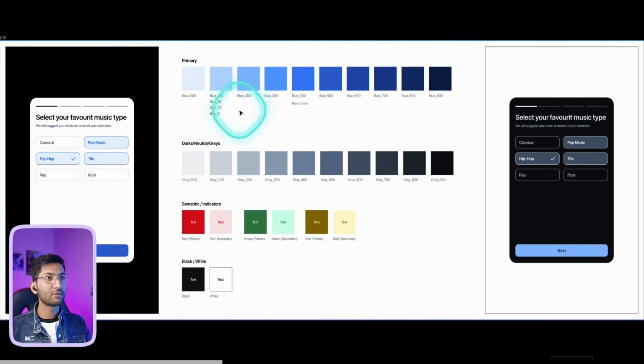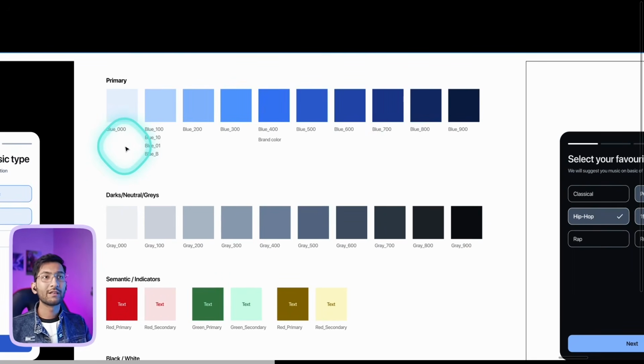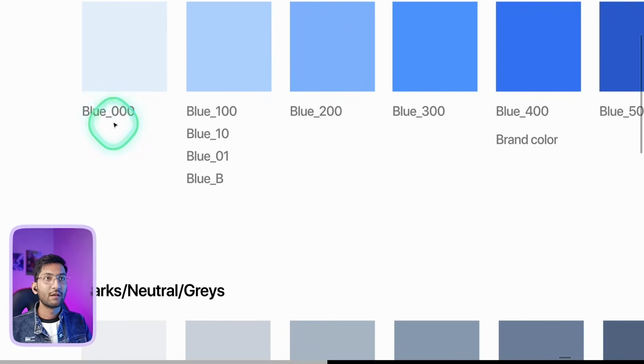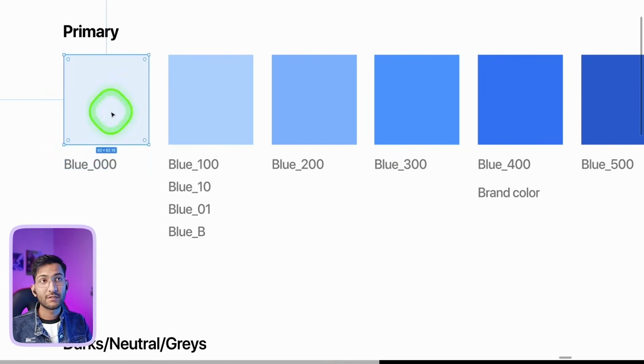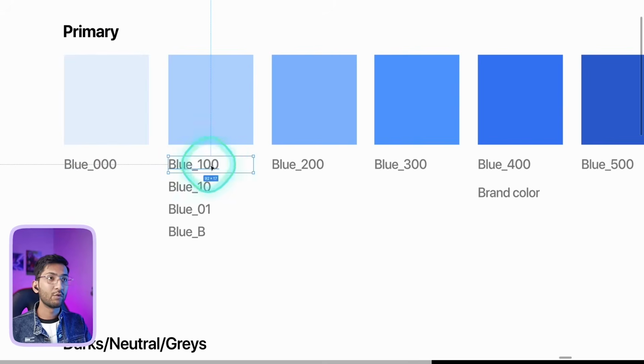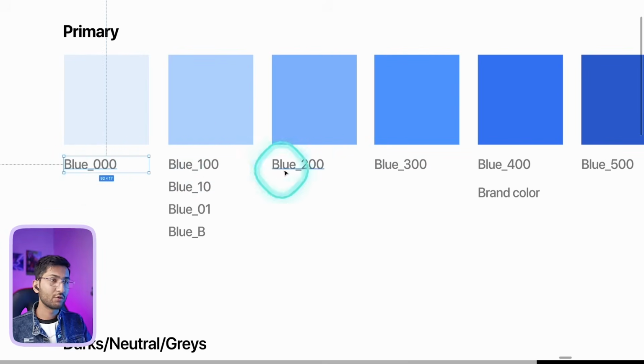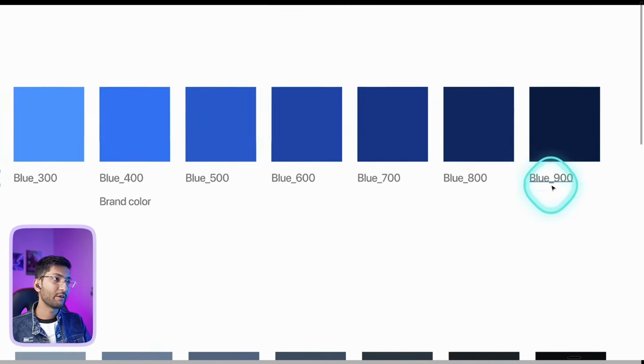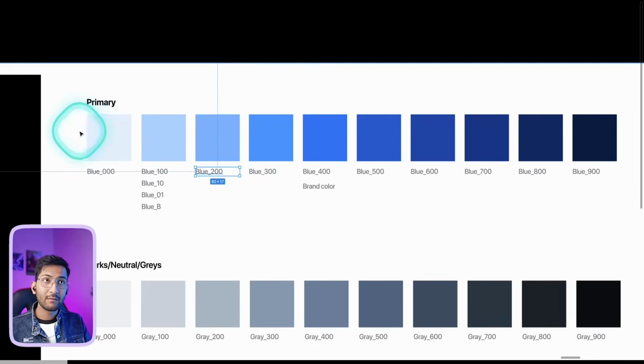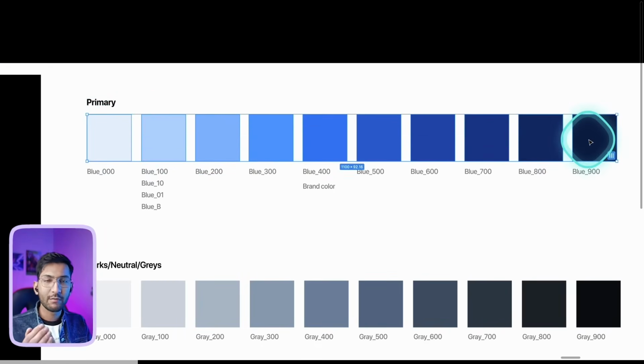And there are many ways to name a color, but the most common and the correct way of naming a color is this. Like we have blue 00, it's like the first palette of the primary color. Then we have blue 100, blue 200, or you can also name it like primary 00, primary 100, 200, 300. And then lastly, we have primary 900. Now we have 10 color palettes here. You can increase the number if required, but the majority of the time this will be sufficient for your whole design.